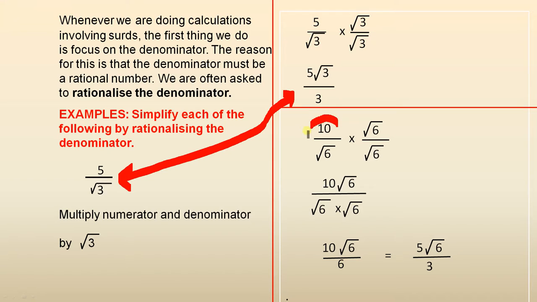Now here we have 10 over the square root of 6. So we multiply top and bottom by the square root of 6. That gives us this line here, which is 10 the square root of 6 over 6. And that's the answer with a rational denominator.